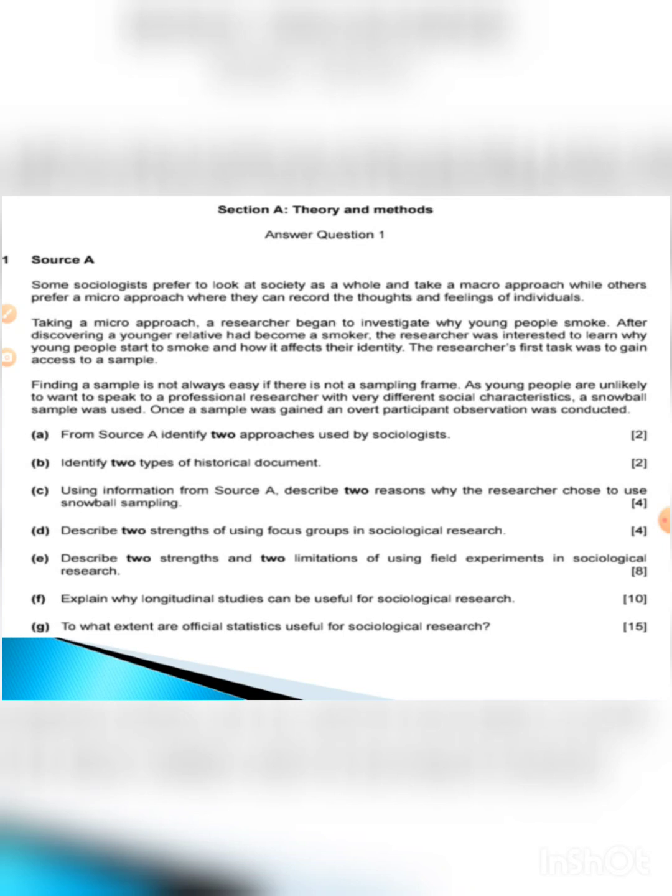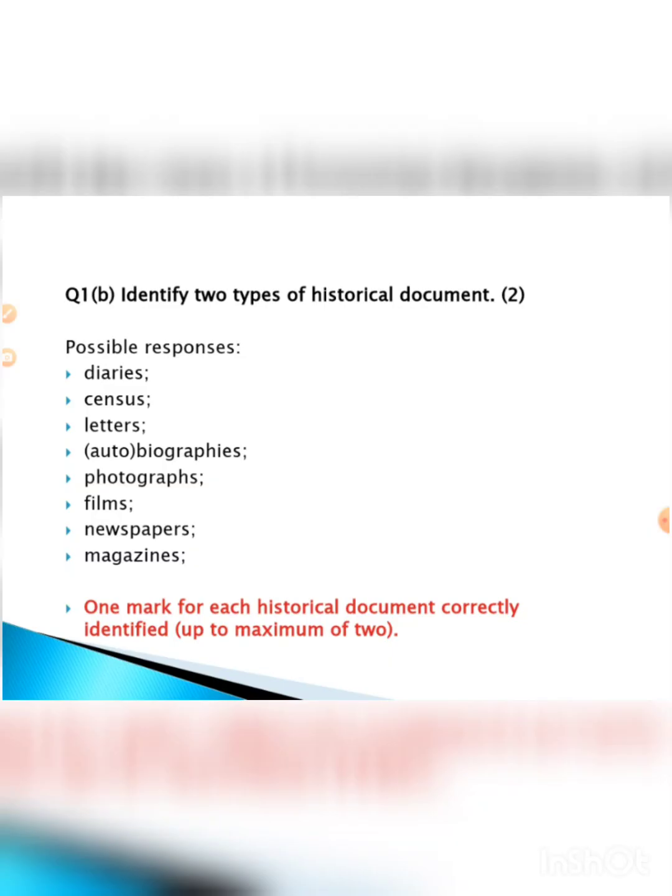Then B, identify two types of historical document. You can see that this is not clearly linked from the source, and it's a sudden question that came out of nowhere. So you just have to tell about the two types and you're going to get 2 marks. Let's check out what the two types of historical documents can be. Historical documents mean anything that has happened in the past. Possible responses that the examiner has set might help you gain marks. Diaries, you have personal diaries of people.